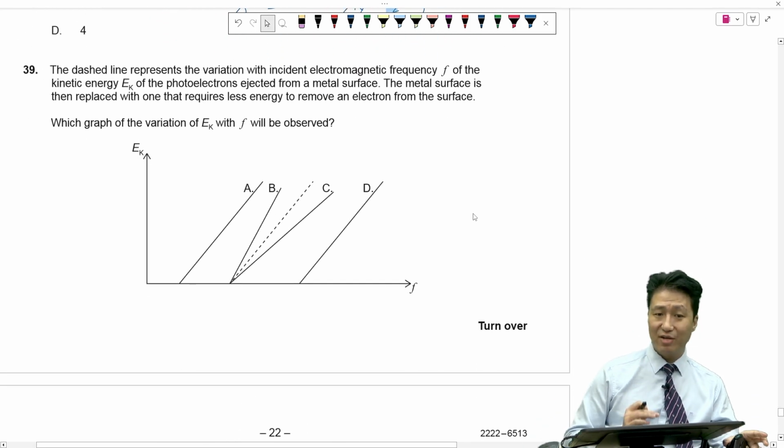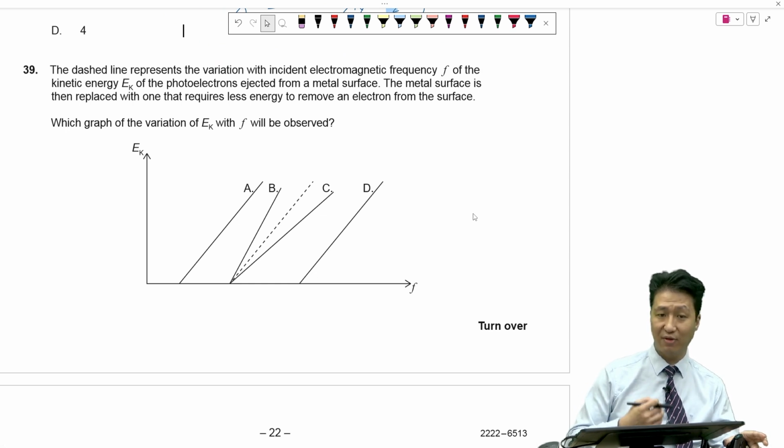The dashed line represents the variation with incident electromagnetic frequency F of the kinetic energy of the photoelectrons ejected from a metal surface. The metal surface is then replaced with one that requires less energy to remove an electron from the surface. Which graph of the variation of the kinetic energy with F will be observed?